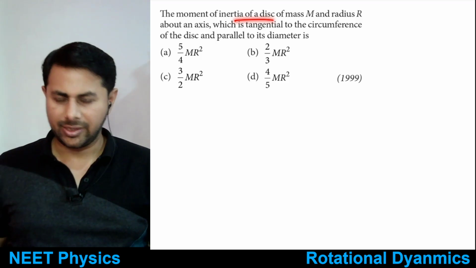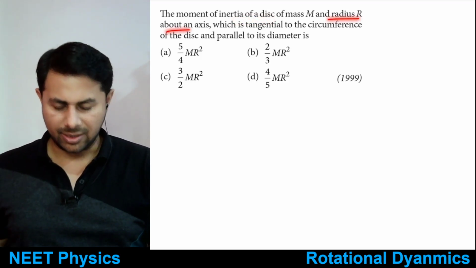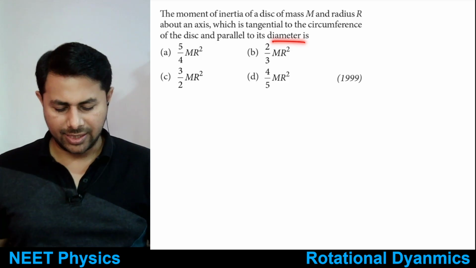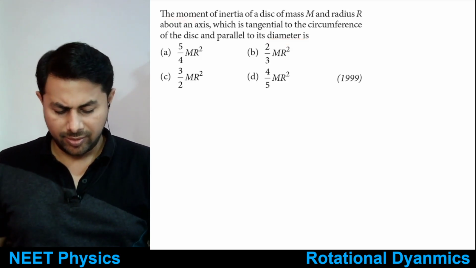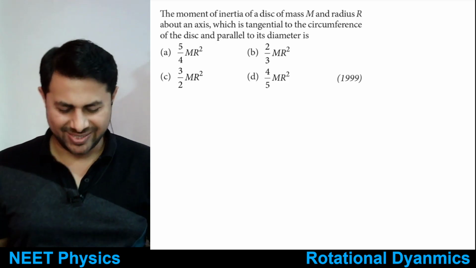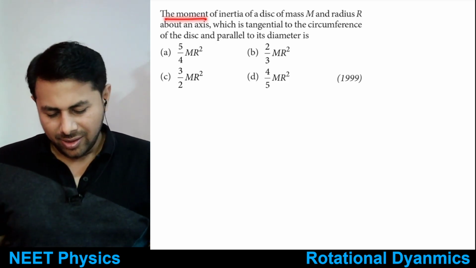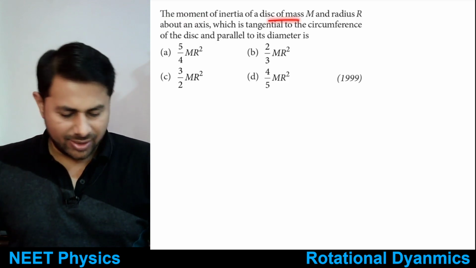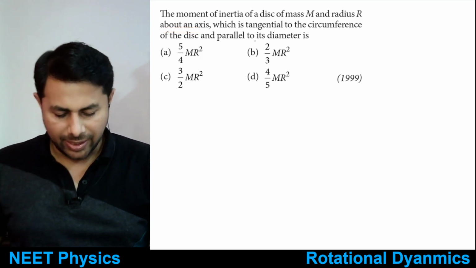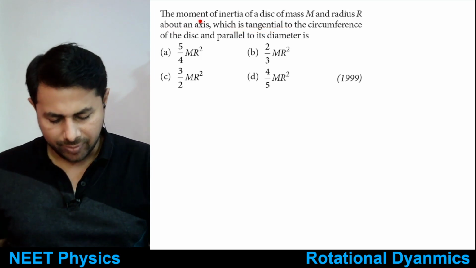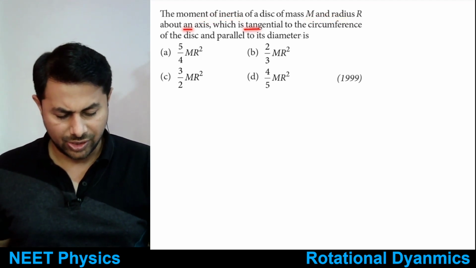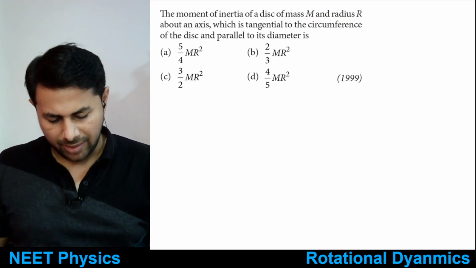The moment of inertia of a disk of mass capital M and radius r about an axis which is tangential to the circumference of the disk and parallel to its diameter is. Let me read it once, because I just read and I didn't understand. The moment of inertia of a disk of mass m and radius r about an axis which is tangential to the circumference of the disk and parallel to its diameter.